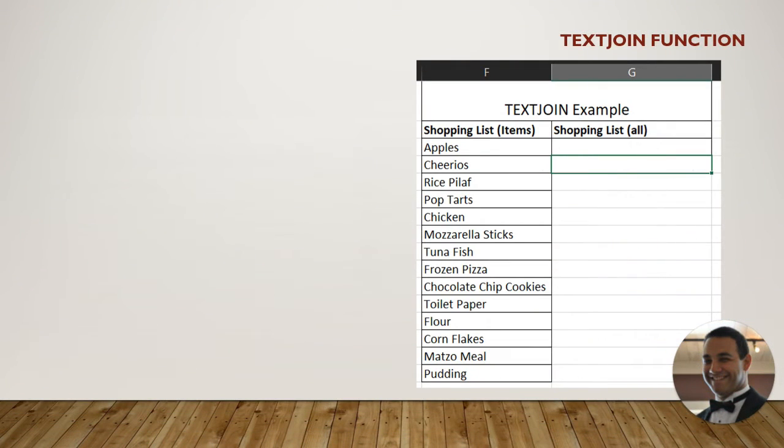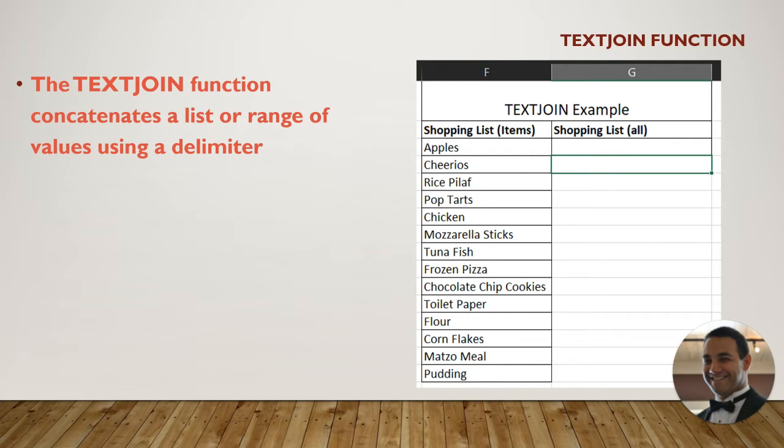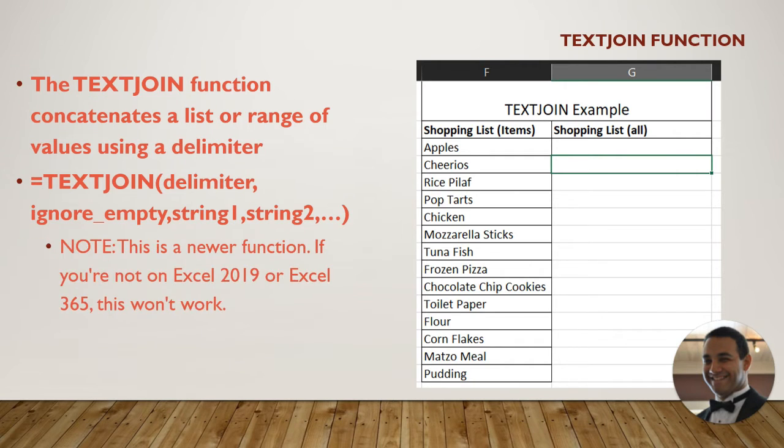And finally, the new TEXTJOIN function. The TEXTJOIN function concatenates a list or range of values using a delimiter. The syntax is equals TEXTJOIN, delimiter, ignore empty, string 1, string 2, etc. Now note, this is a newer function. If you're not on Excel 2019 or Excel 365, this isn't going to work. So make sure you know the compatibility needs of your workbook before using this. If it needs to be distributed outside your department or organization, you'll need to make sure everyone is using the latest versions of Excel.